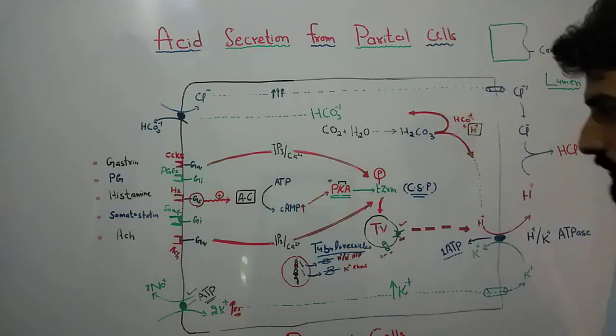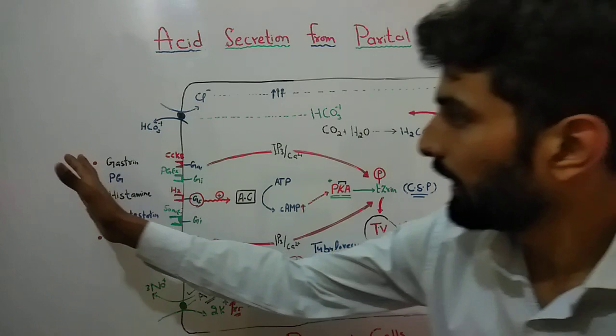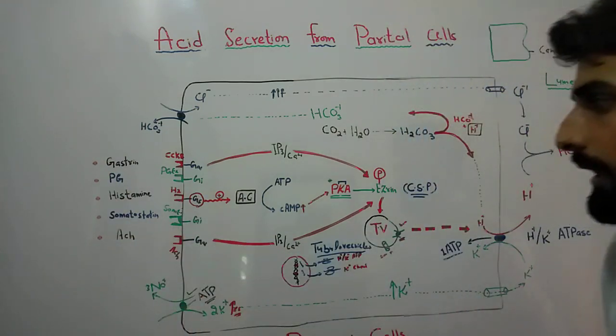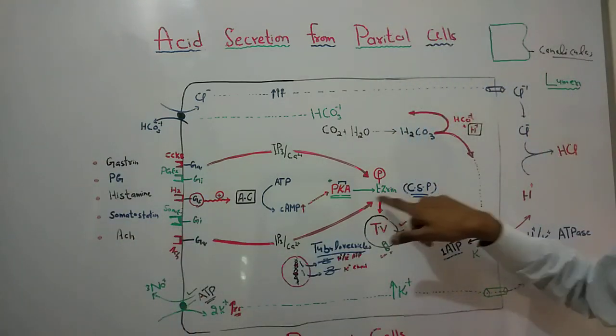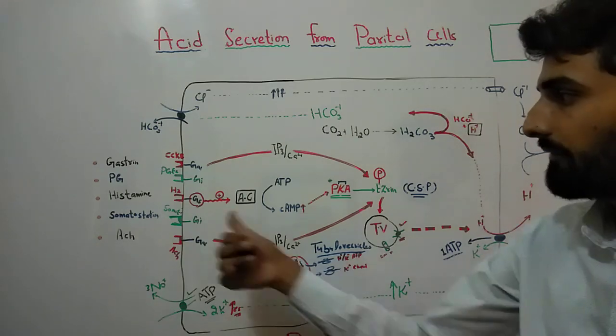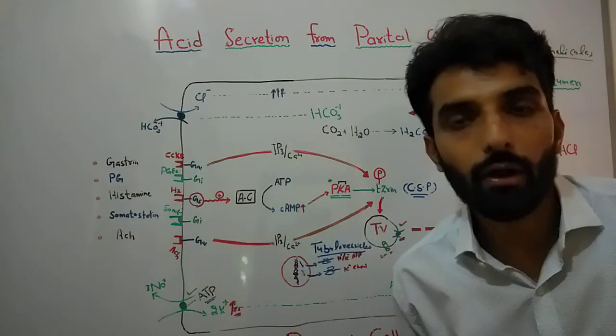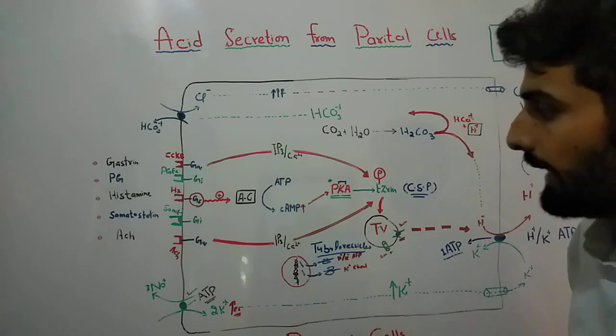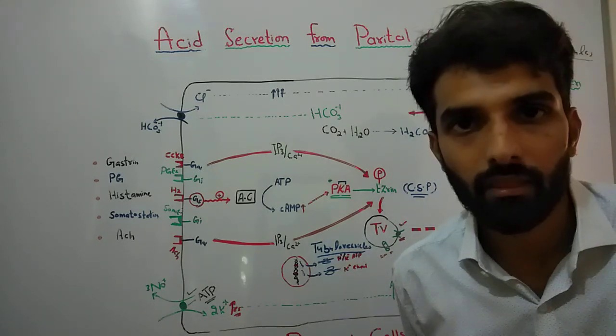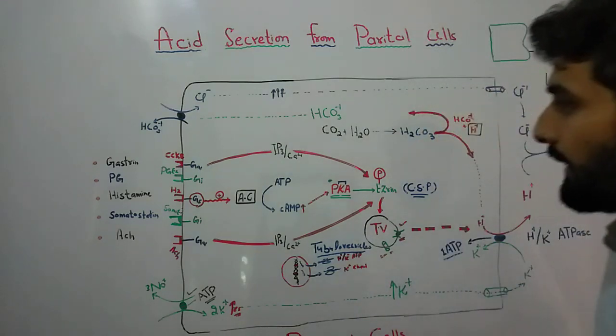Okay. Now similarly, gastrin and acetylcholine will also activate this Ezrin protein, but they will not follow this pathway. They will follow a different pathway, that is the IP3 and calcium ion dependent pathway.